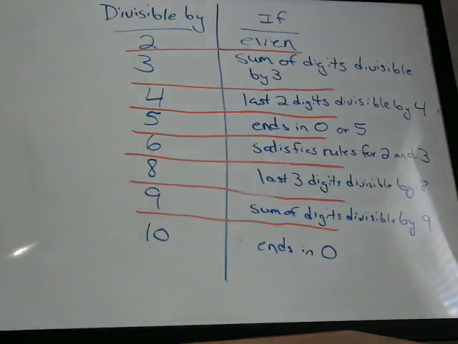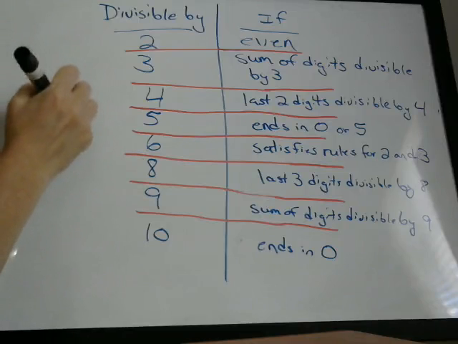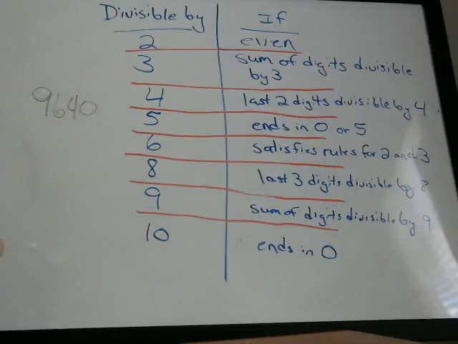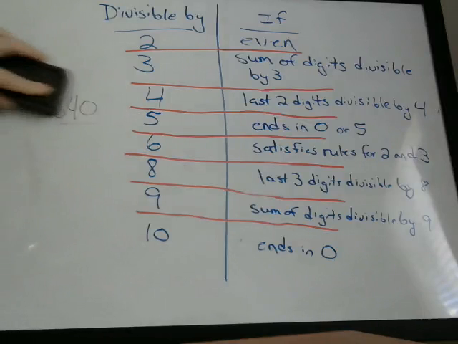For 8, the last three digits have to be divisible by 8. So obviously this is going to be for a little bit larger numbers. So if we look at something like 9640, if we look at the last three digits, which is 640, then 8 does divide evenly into 640. So this whole number, 9640, would be divisible by 8.